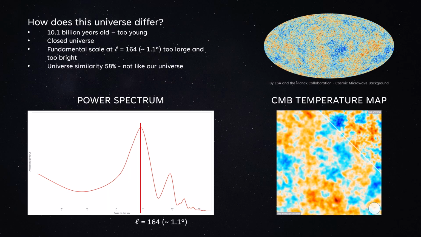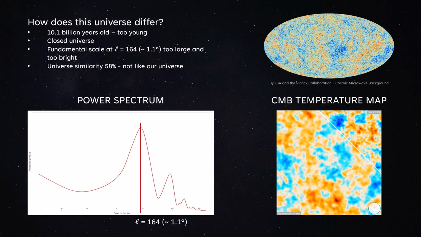So if you follow along with me here, on the top left, these bullet points were taken directly from the Planck CMB simulator for our hypothetical universe. So how does our universe differ? Well, our universe is 10.1 billion years old. It's a closed universe. The multipole moment, or the L value, is L equals 164, which translates to roughly 1.1 degrees of sky.